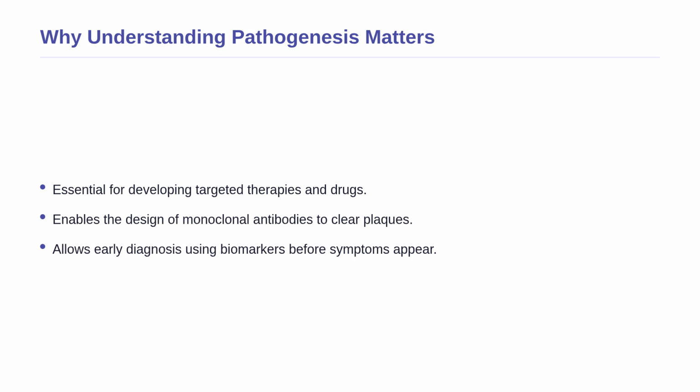By studying this specific pathogenesis, scientists have been able to design targeted therapies, like monoclonal antibodies, that specifically aim to clear these amyloid plaques. Furthermore, understanding this allows doctors to use spinal fluid biomarkers, or brain scans, to diagnose the disease years before the first memory loss symptoms even appear.